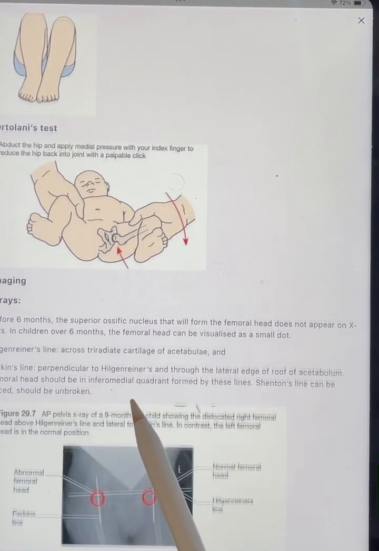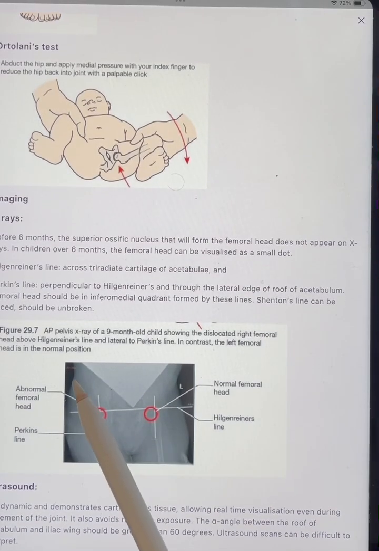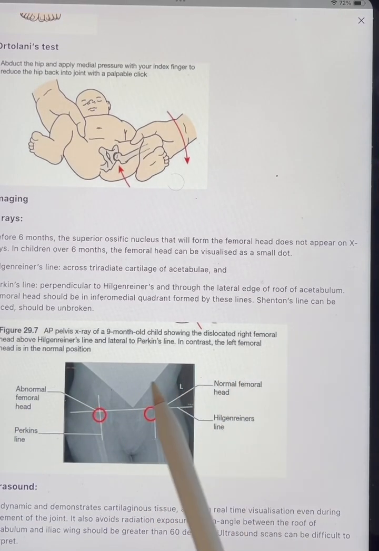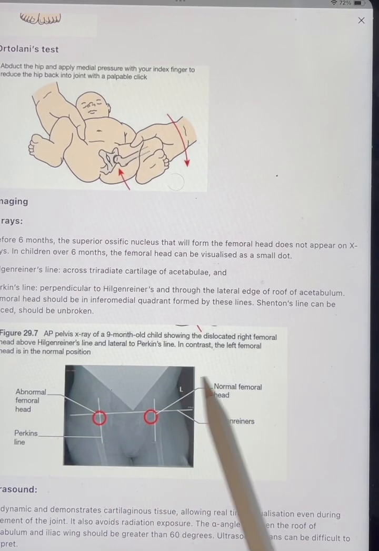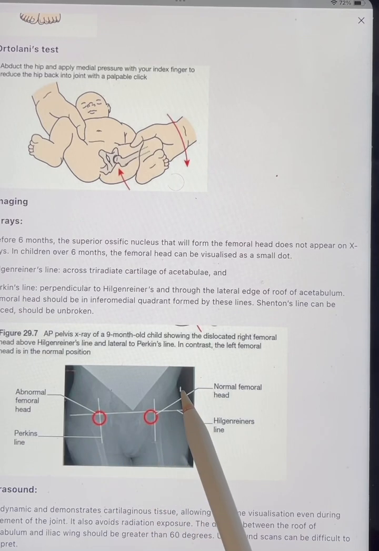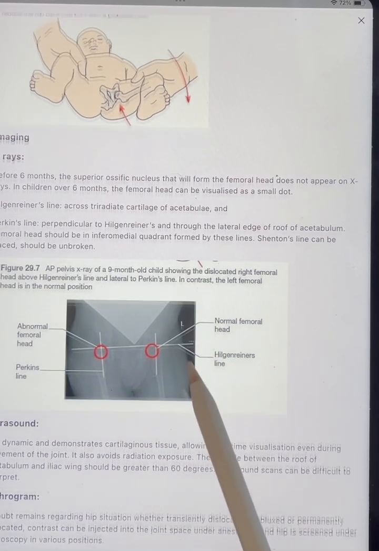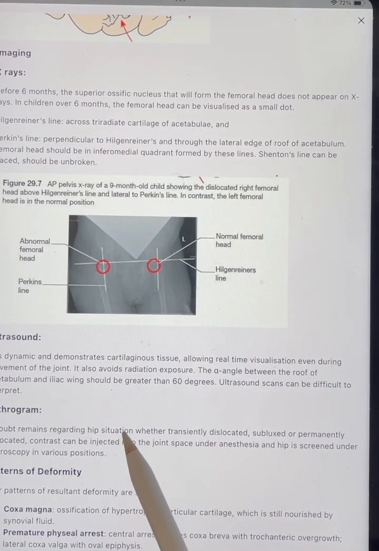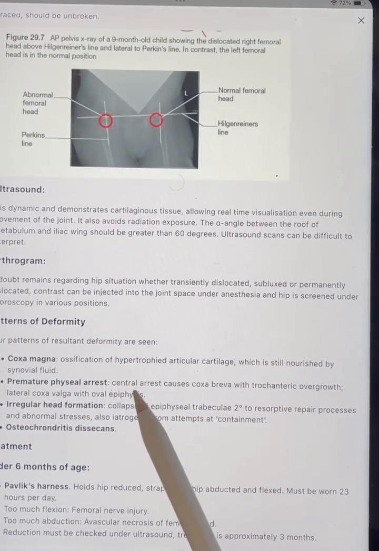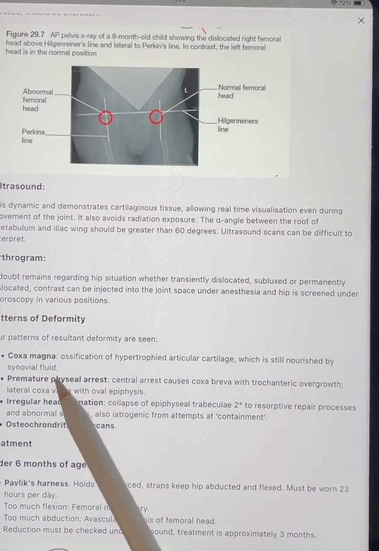Before 6 months, on an AP pelvis of a child, there is a dislocated right femoral head, with Hilgenreiner's line and the parallel Perkins line. These are the two lines. The left femoral head is normal, the right is displaced. Ultrasound gives real-time visualization of the movement of the joints. As the patient is very young, the X-ray cannot show it, so sometimes ultrasound is used. There are 4 types pattern.